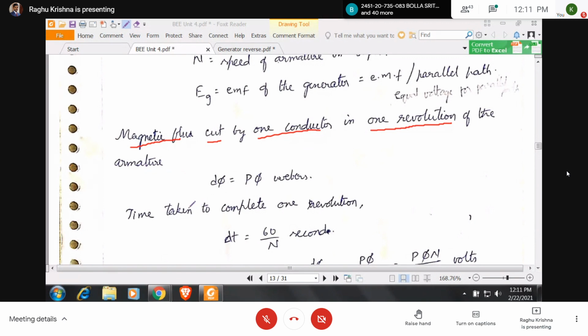Okay. So what is the time taken to complete one revolution? That I am going to take as dt, which is equal to 60 by N seconds. So here, how did you get 60 by N? N is the number of rotations per minute.